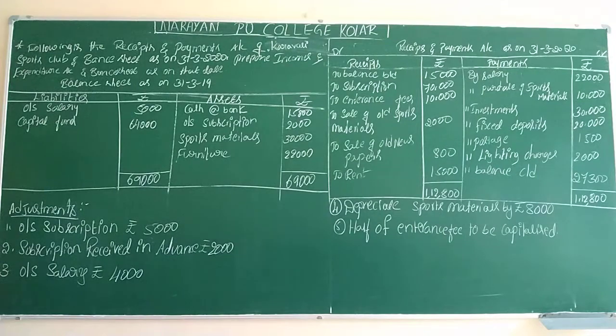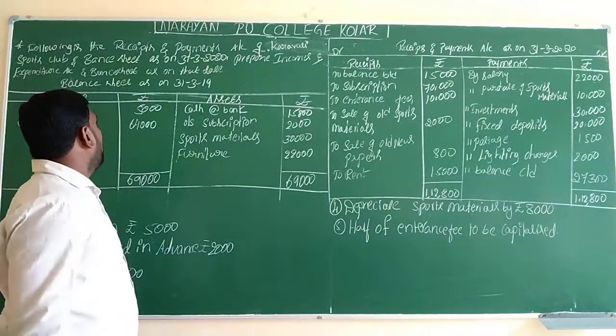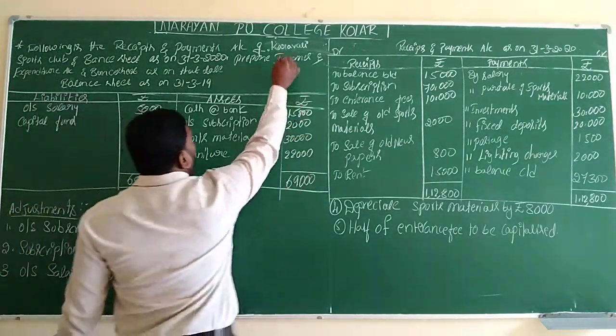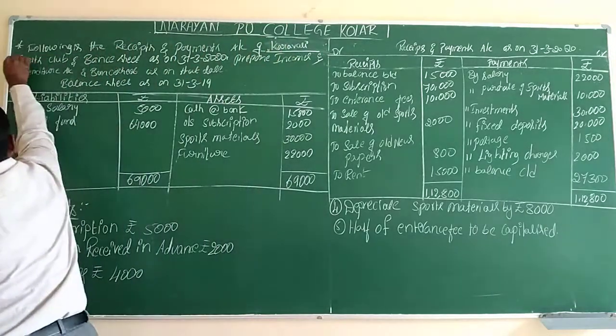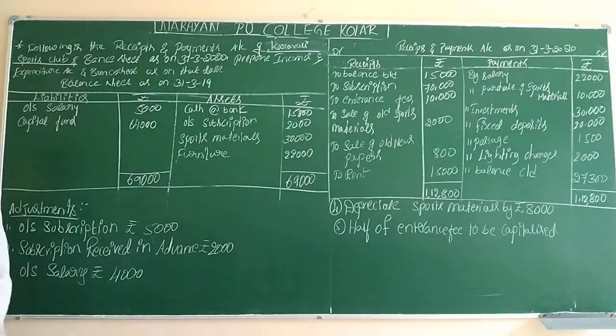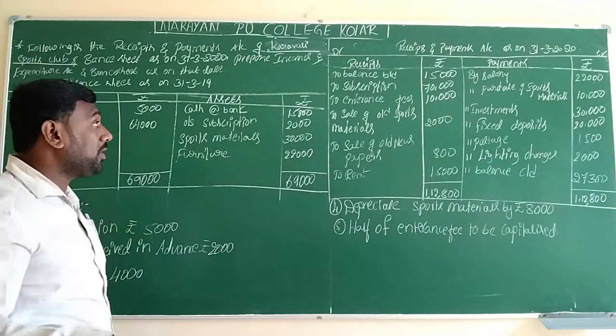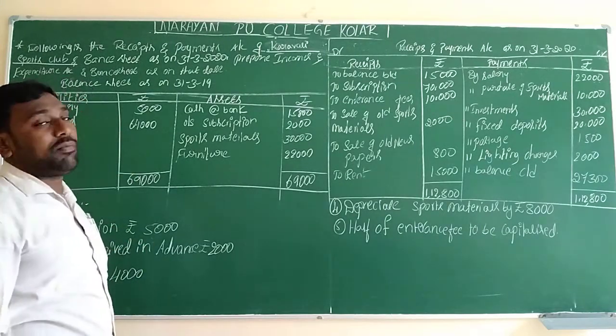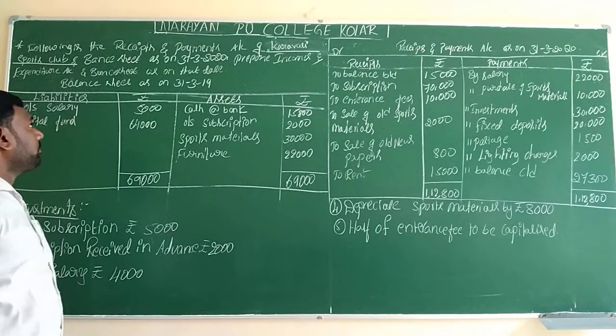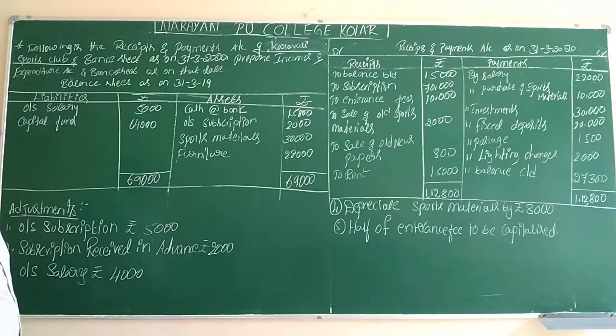Let's come to classify here. Prepare receipts and payments account of Karavali Sports Club. It is not an institution, it is a club. Which club? Sports club. Karavali Sports Club. So the balance sheet is given.